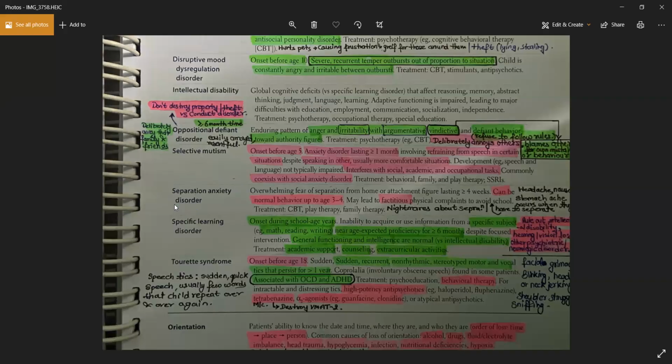They have all these symptoms like the abdominal pain. Physical symptoms would be there, nightmares will be there. Physical symptoms like the headache, nausea, vomiting. Whenever they get a thought of separation, they will have that. So that is the separation anxiety disorder.